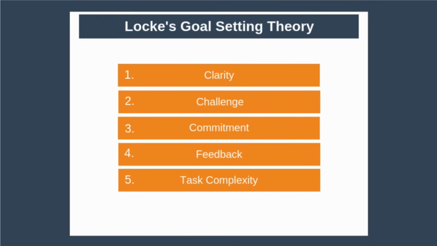The final theory is Locke's goal-setting theory. Now, this is based on the premise that if you set the right goals, then you can increase both motivation and productivity. So what are the right goals? Well, in order for a goal to be the right one, it must have clarity, so it must be clear. It must have challenge, so it must be challenging but not too challenging. It must have commitment, so you must be committed to achieving the goal. There must be feedback, meaning regular feedback boosts your commitment. And finally, the task complexity is something to be aware of. A goal must not be too complicated.